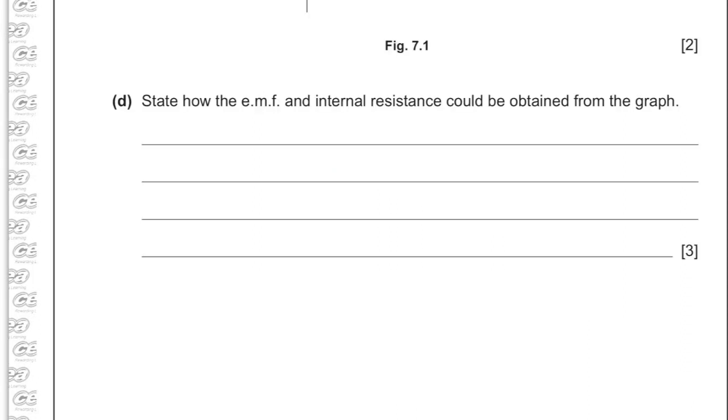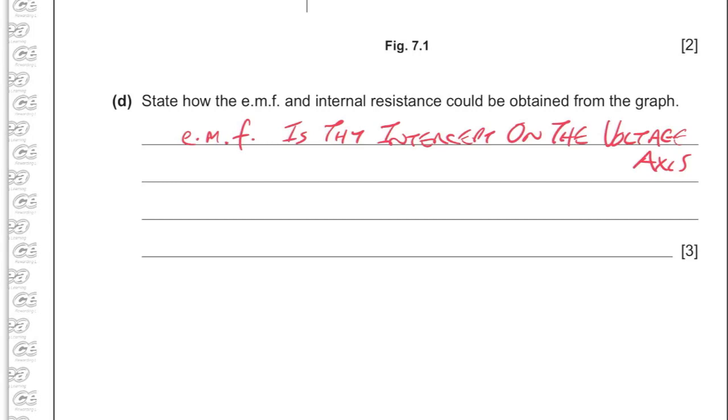So state how the EMF and internal resistance could be obtained from the graph. So the EMF is just the intercept on the voltage axis, and the resistance comes from, well, that should be little r really, the gradient times -1, just the negative of the gradient really.